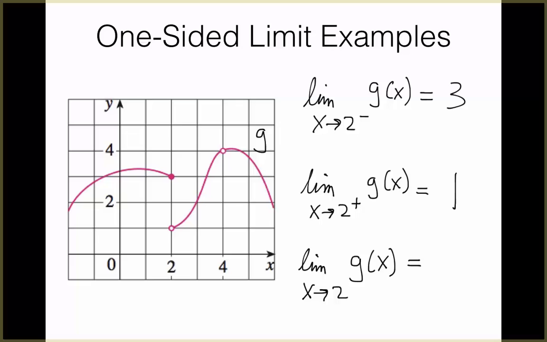Since the left-hand limit and the right-hand limits do not agree, they're not the same, the limit as x approaches 2 of g of x does not exist.